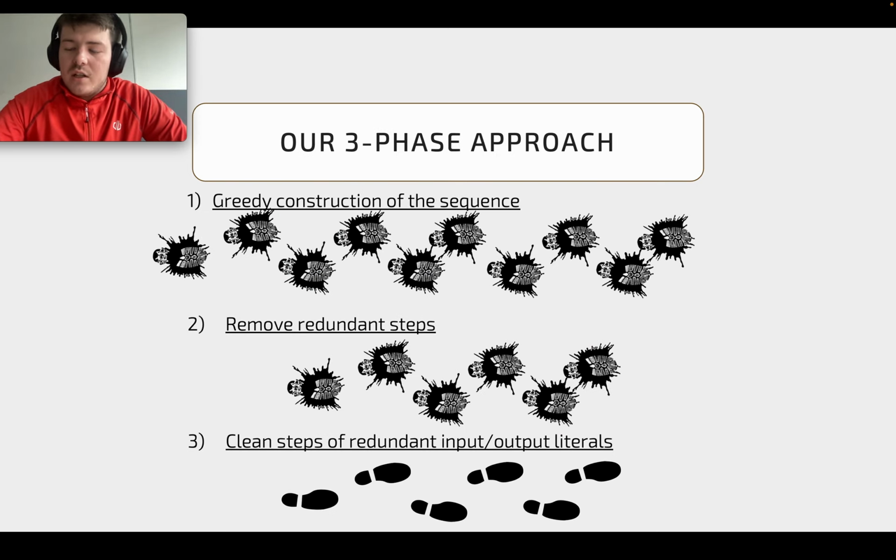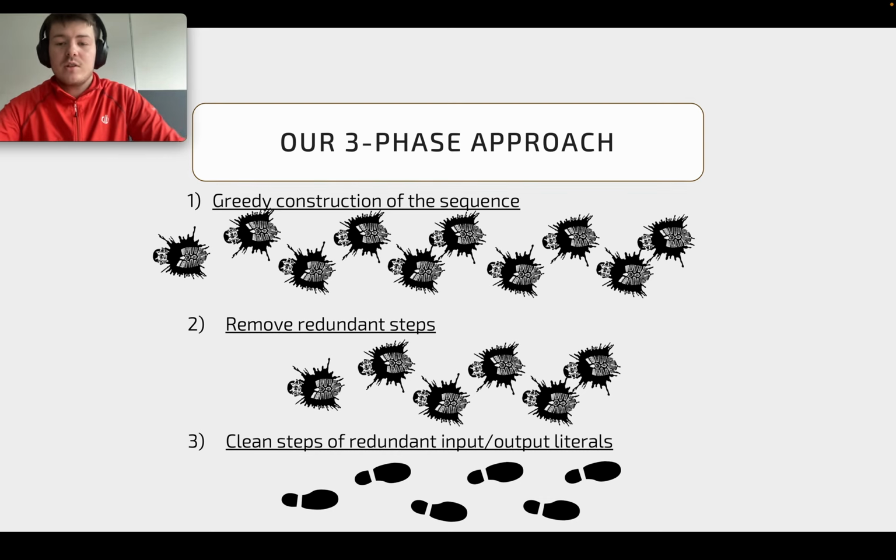So how exactly can we make such sequences? How can we construct these? We propose a 3-phase approach in which, first of all, we have a greedy construction phase. We just try to find a sequence to our goal. Then we filter out the redundant steps from the sequence. And then lastly, once we have a shorter sequence, we can remove the input and output literals that are not needed to explain our goal. And I'll show you in detail how exactly we do that.